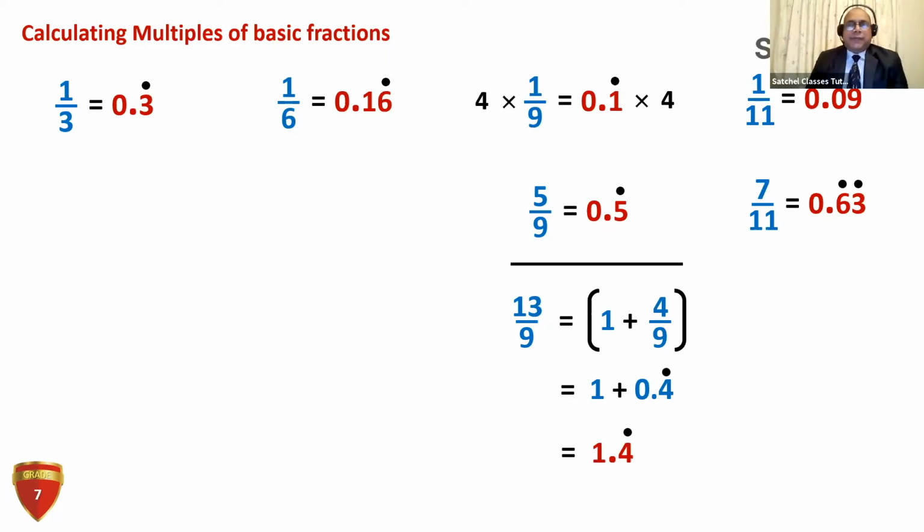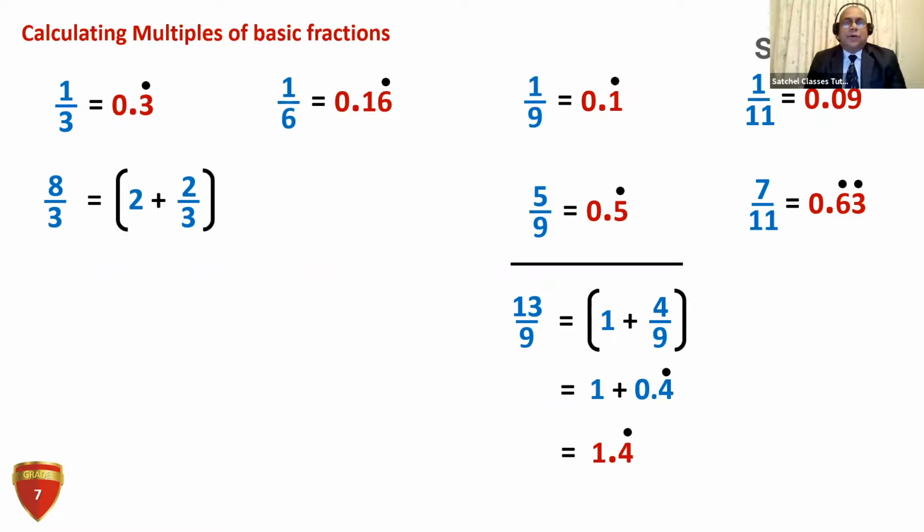So these are some of the ways in which you can use some basic fractions to find out the values of other fractions. Now let's look at the extreme left. We know 1 over 3 is 0.3 recurring. So 8 over 3, which is nothing but 2 plus 2 over 3, is 2 plus 2 over 3 in mixed number. Let's leave 2 on its own. 2 over 3, as you know, is the second multiple of 1 over 3. So it will be 0.6 recurring. So your answer will be 2 plus 0.6 recurring, which is 2.6 recurring.